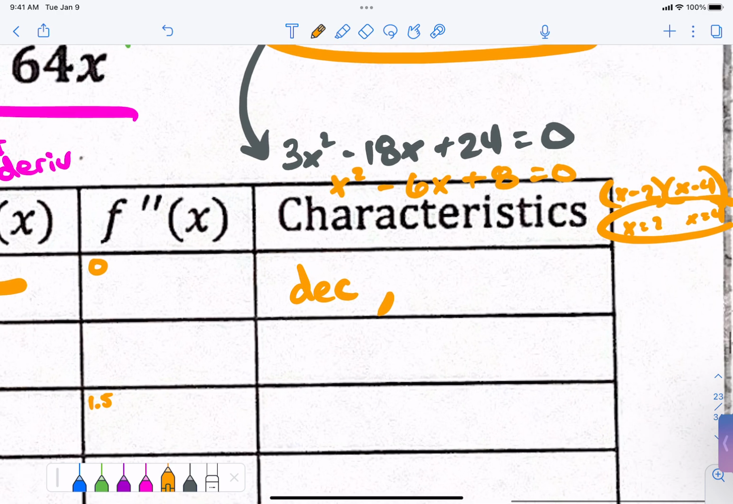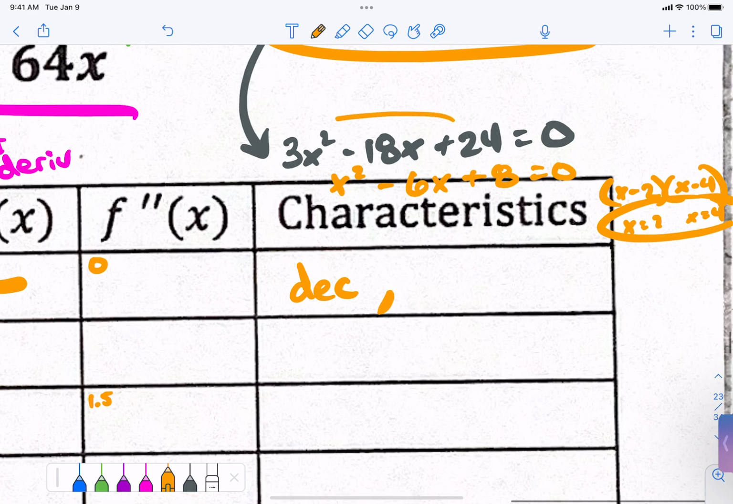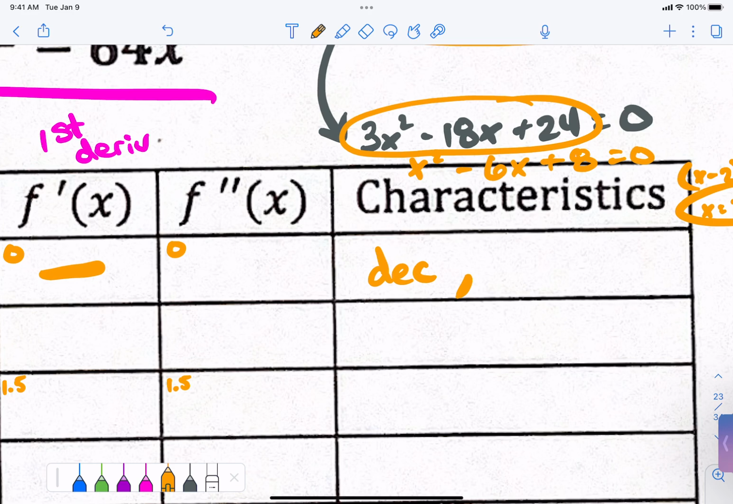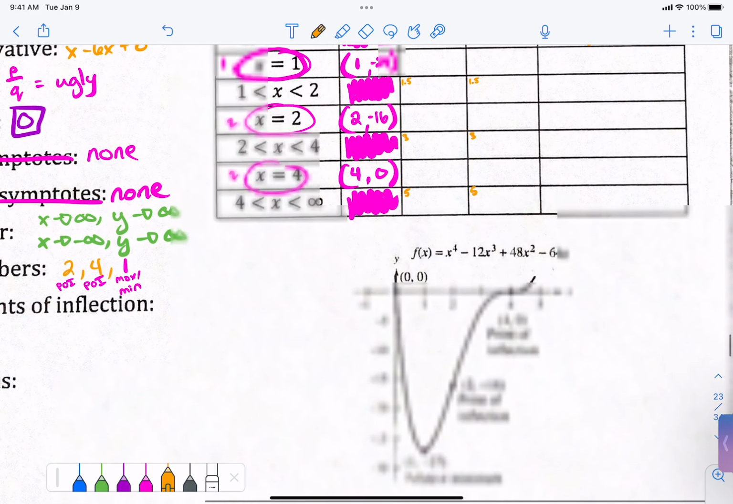Now, if we plug 0 into the second derivative, which is right here, what do you get? If I plug 0 in, I get 24, so that's positive. The negative first derivative tells me it's decreasing. The positive second derivative tells me it is concave up. Those are the characteristics of that interval. It's going down, but it's caving upward. That is the interval from negative infinity to 1.